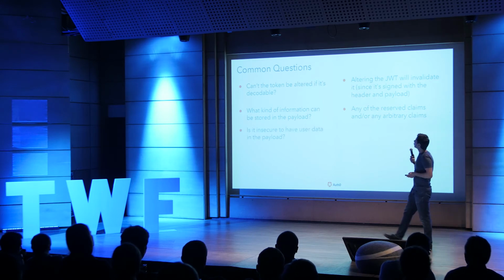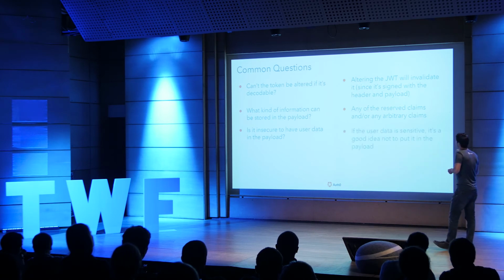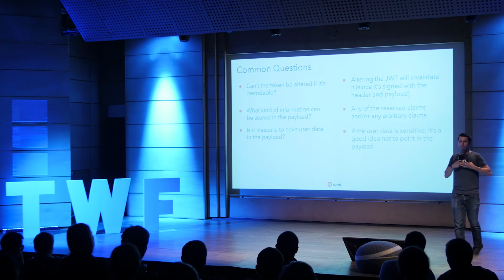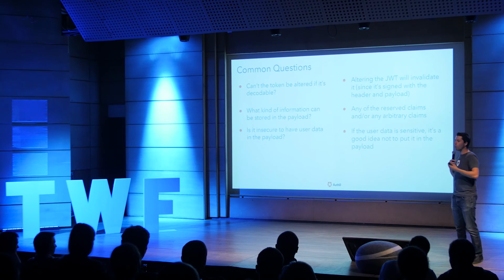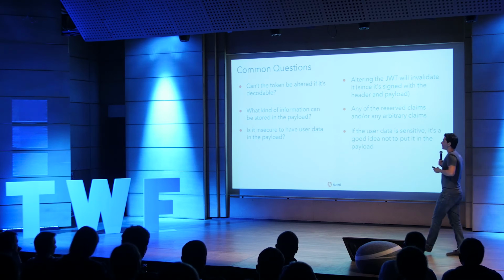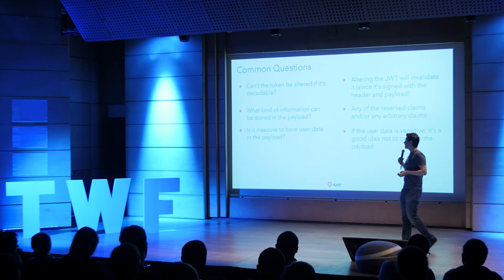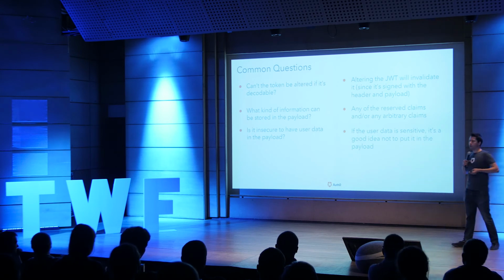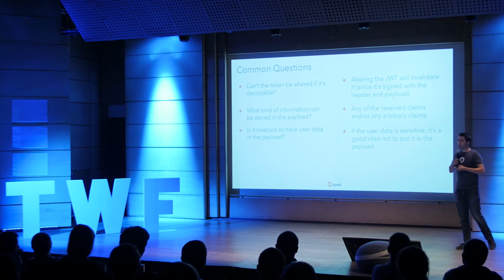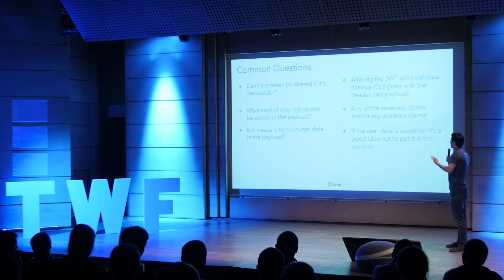Next one is, is it insecure to have user data in the payload? And the answer is that if the user data is sensitive, like stuff that you don't want your user seeing for whatever reason, or stuff that wouldn't be good if somebody saw it because the token got mishandled somehow, you want to keep it out because, again, the token is decodable. People can get access to the payload quite easily. So it's a good idea not to put sensitive information in there.